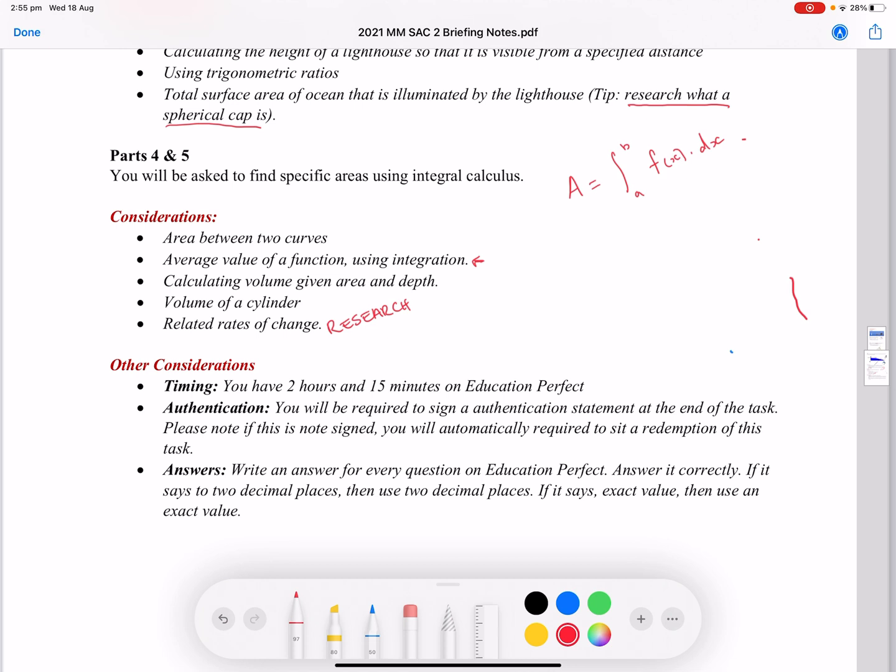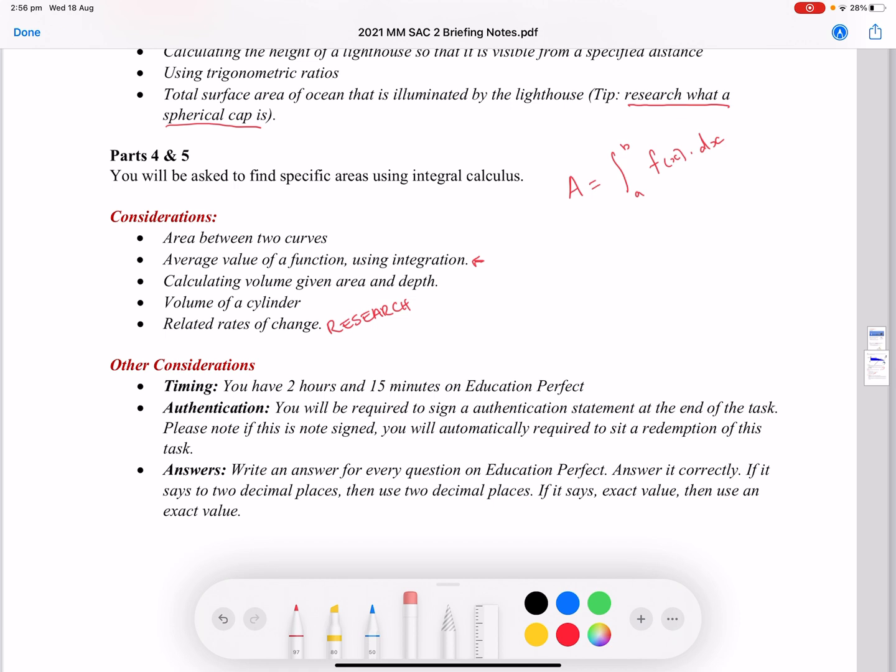So other considerations for the whole task. The timing. We're running this on Ed Perfect. We understand we're all in lockdown, okay? But we've given you more than ample time to complete the task. So you have 2 hours and 15 minutes on Education Perfect. The task is going to start at 3:15 p.m. and will conclude at 5:30 p.m.